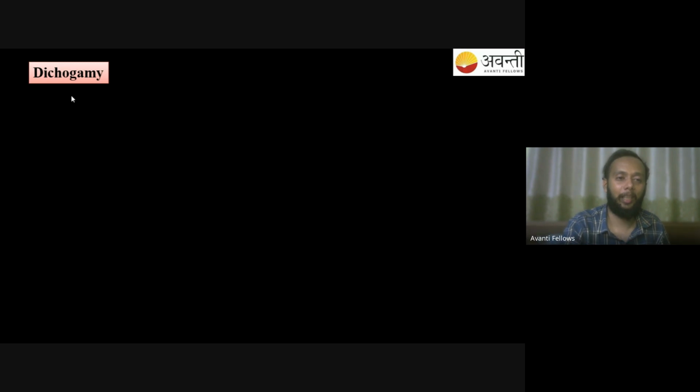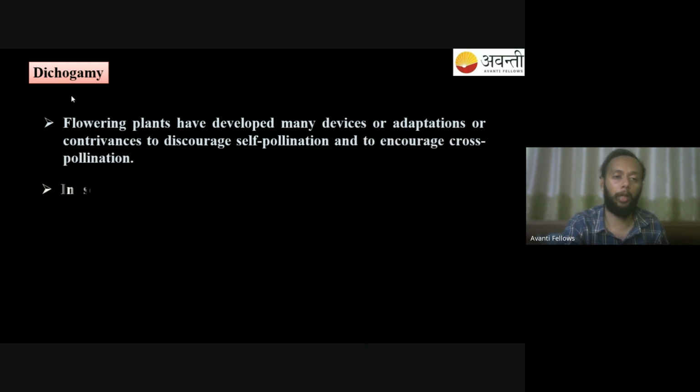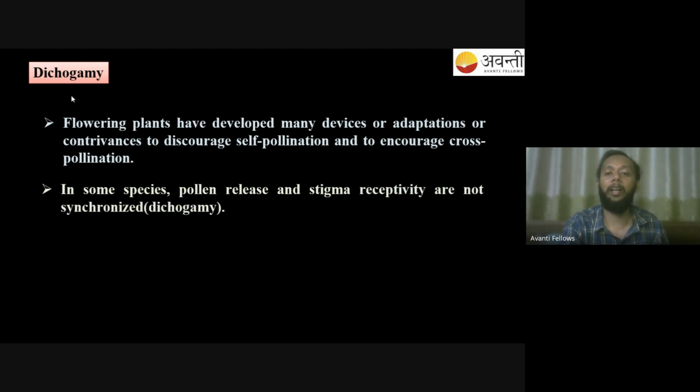What is happening? देखो यहाँ पे क्या होता है. See, flowering plants have deployed many devices or adaptations or contraceptives to discourage self pollination and to encourage cross pollination. In some species, pollen release and stigma receptivity are not synchronized. That means pollen grain release हो गया, लेकिन आपका वहां पे जो स्टिग्मा है वो लेने के लिए रेडी नहीं है पोलन ग्रेन को, क्योंकि it is not receptive. Such a condition is called dichogamy. Because of this condition, you can actually avoid self pollination.